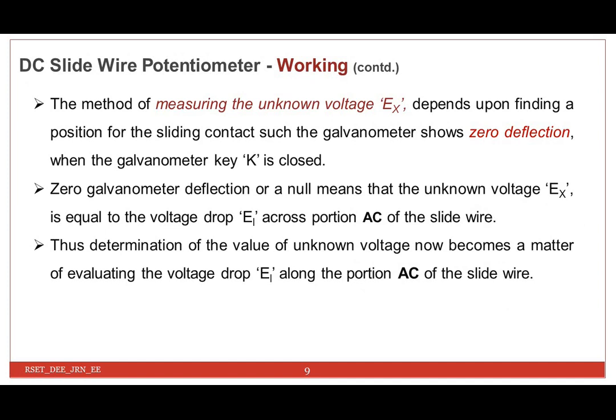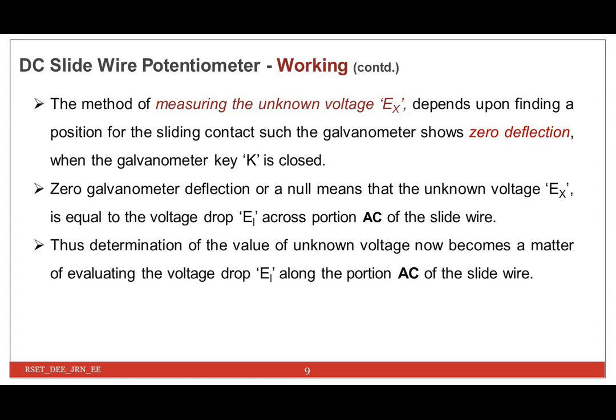The method of measuring the unknown voltage depends upon finding the position of the sliding contact such that the galvanometer shows zero deflection when the galvanometer key is closed. So, zero deflection means null. That means the unknown voltage EX is equal to the voltage drop E1 across the portion AC of the slide wire. And we have already seen E1 is directly proportional to l.